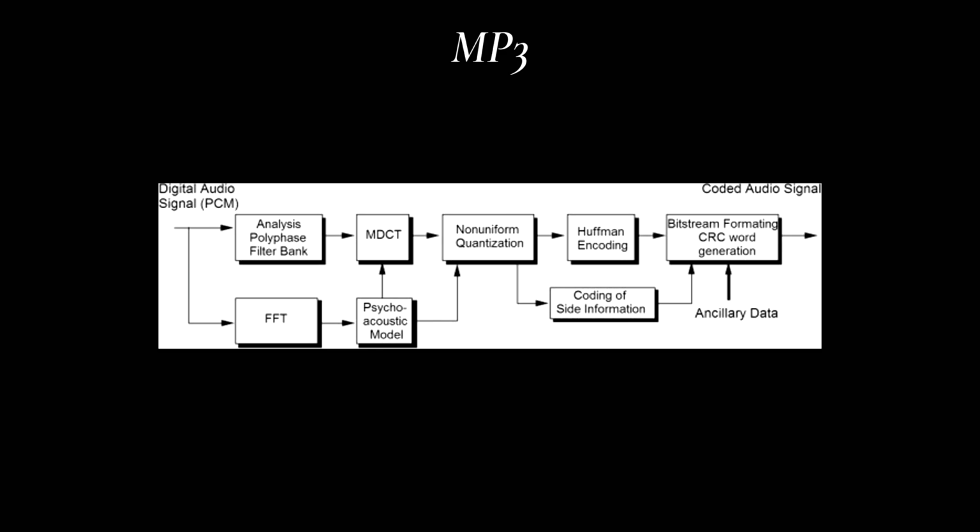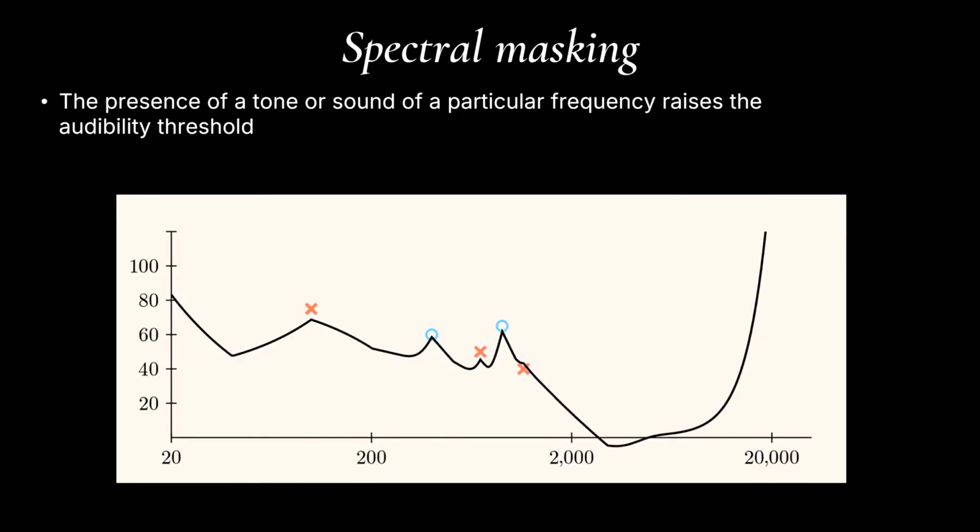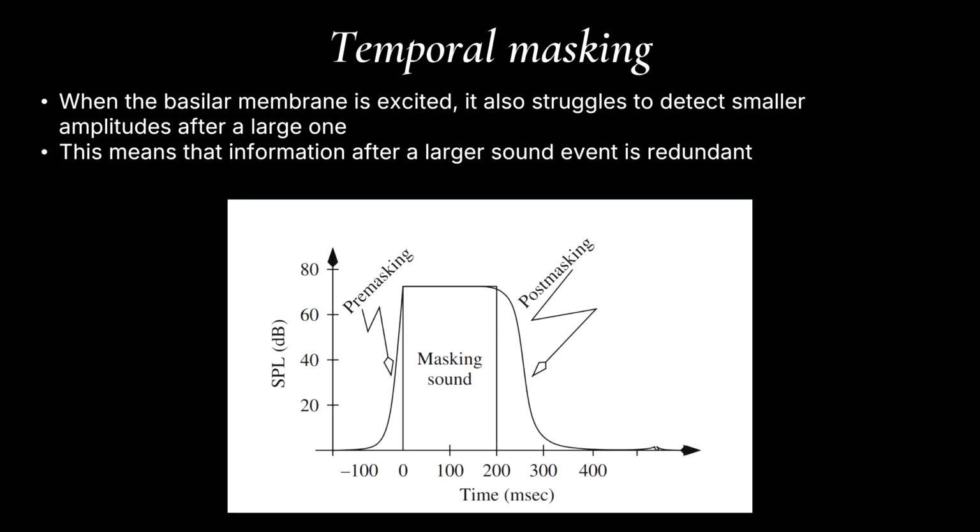And then we've got this coding of side information and then bitstream formatting, CRC word generation, so cyclic redundancy coding. Again, we've not gone through that. So there's a bit of extra stuff here that we're not necessarily understanding. But the key tenets of MP3 are temporal masking and spectral masking. And so this technique is useful for us to take an 11 megabyte wave file and turn it into a 1 megabyte MP3. And this is how culturally the digital music revolution came about.